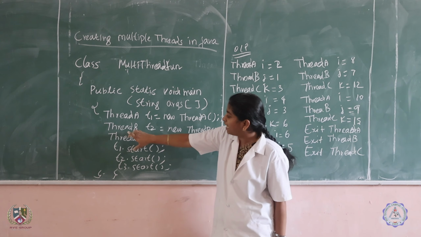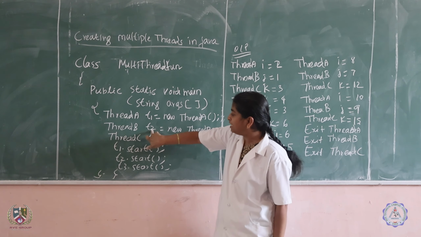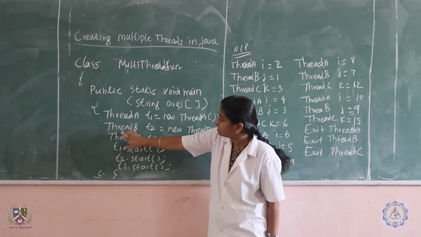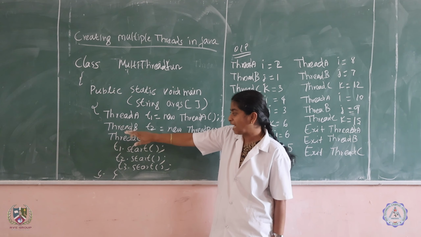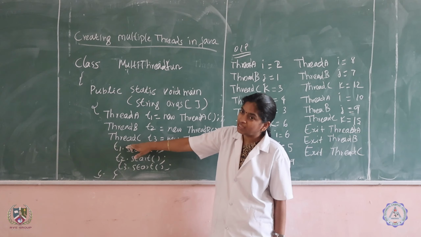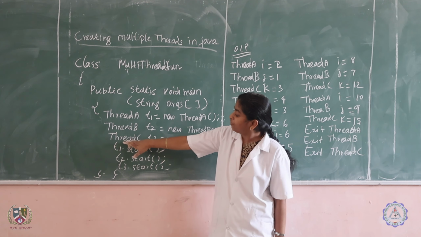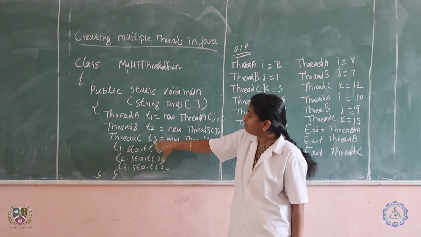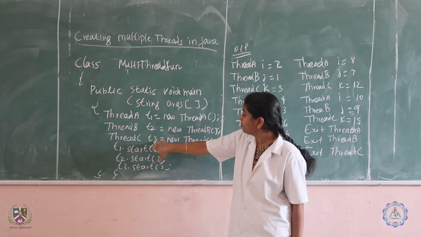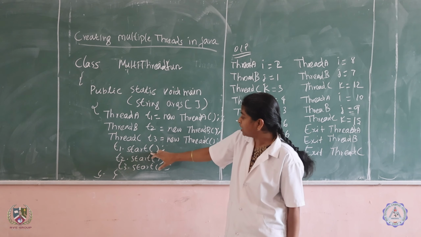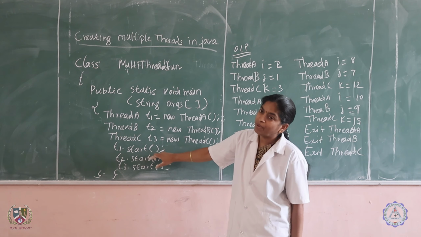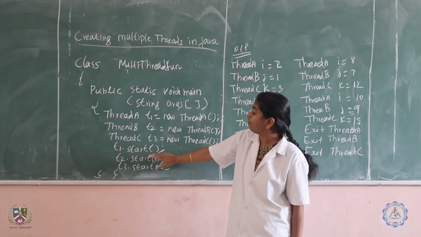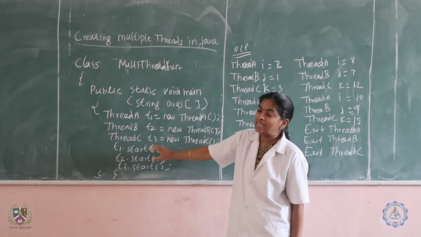Next, we are creating an object T2 for the thread B class. Thread B and thread C are user defined derived class names. T3 is the object name. Then next is T1 dot start. Whenever the start method is used, we are automatically calling the run method.